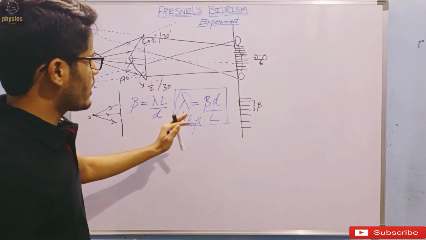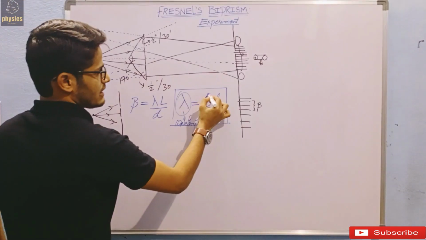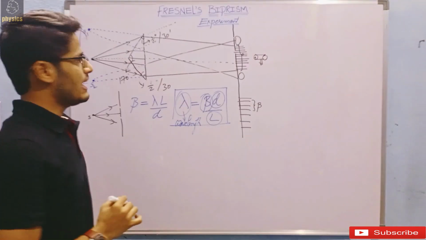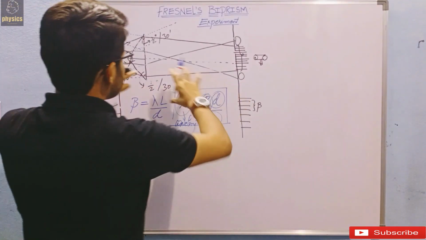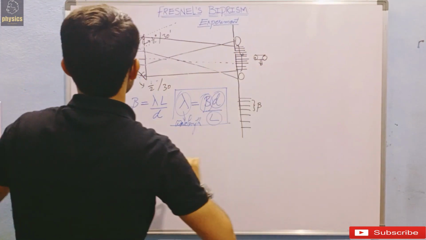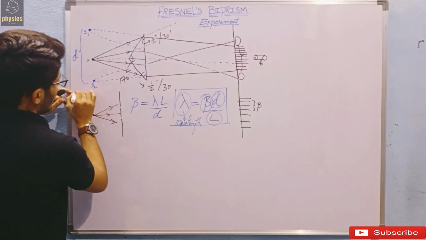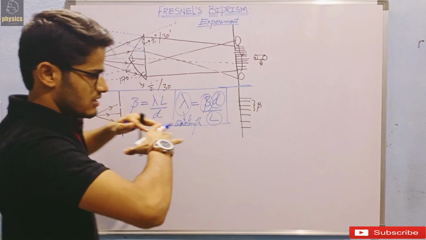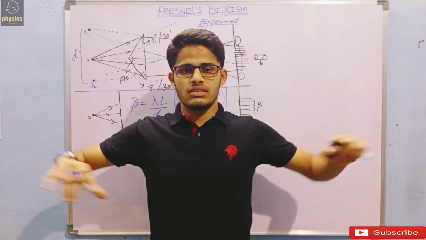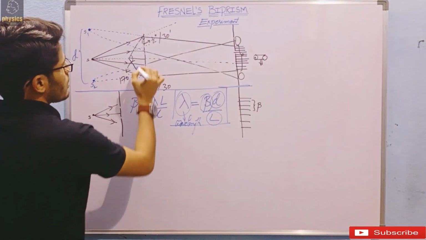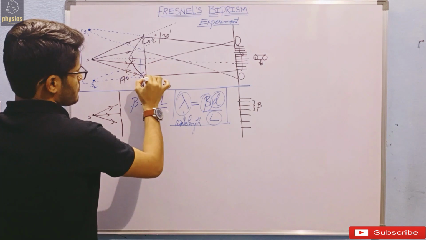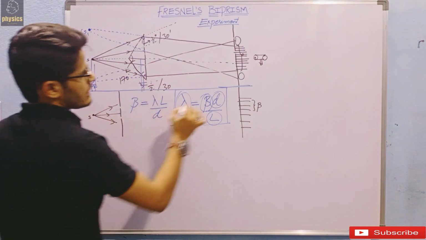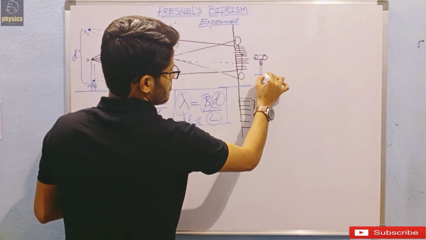Okay, so for that I need to know beta, I should know D, and I should know L. So we are performing this experiment. This experimental setup is on a table. This is a bench, with something like a bridge on which we put the stand of the biprism, the stand of the source, and the stand of the eyepiece.